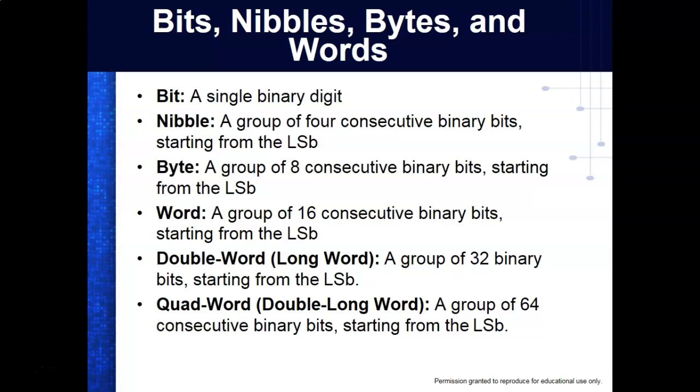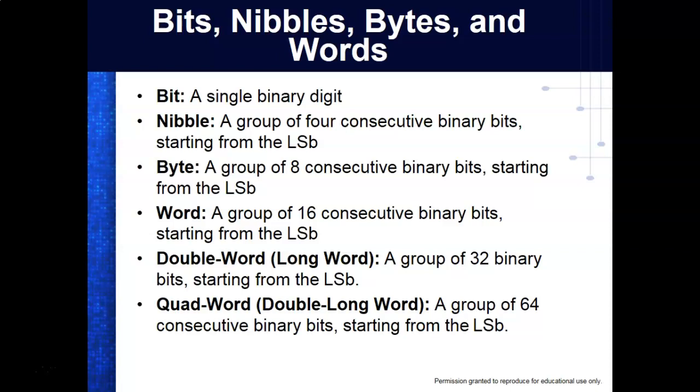Word. So what's a word? This is a group of 16 bits. Double words. In PLCs, they refer to this as a long word. In computers, we call it a double word. This is a group of 32 binary bits, starting from the least significant bit. In computers, we call it a quad word. In PLCs, we call it a double long word.